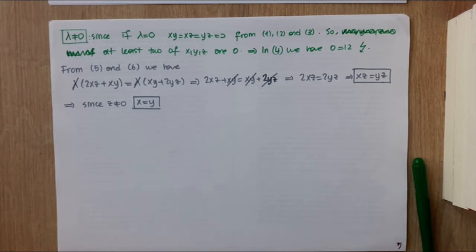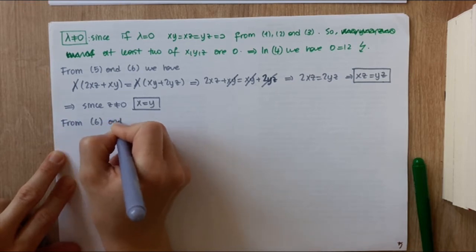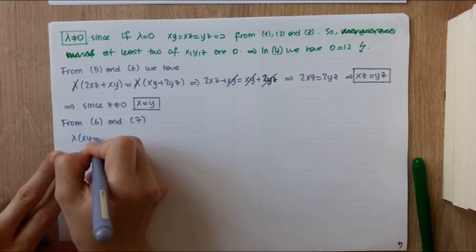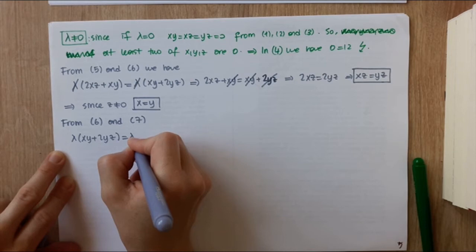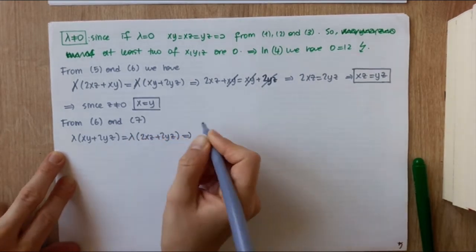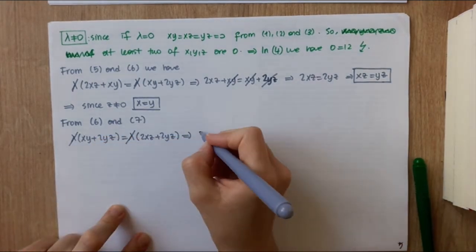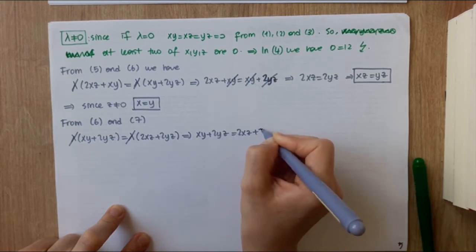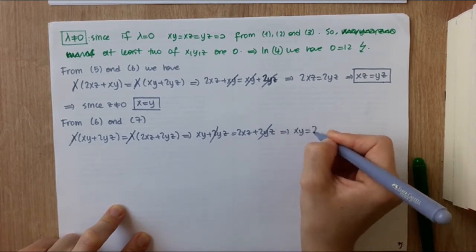On the other hand, from 6 and 7 I have the following result. Lambda(xy + 2yz) = lambda(2xz + 2yz). So from here, lambda will be cancelled because it is not 0. xy + 2yz = 2xz + 2yz. I can cancel 2yz, so we have xy = 2xz.